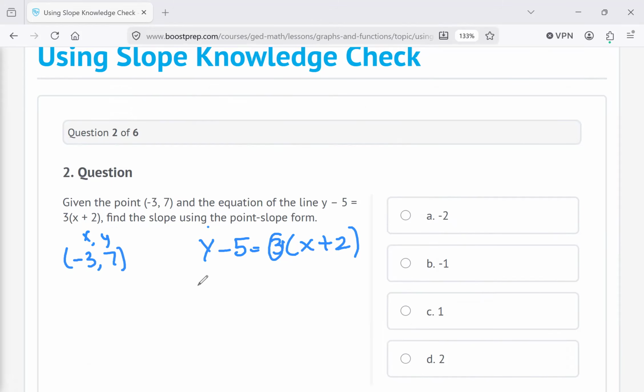So I'm going to replace y with 7, and then my x. That doesn't help. Hmm, I'm actually stuck on this one. Let me see.